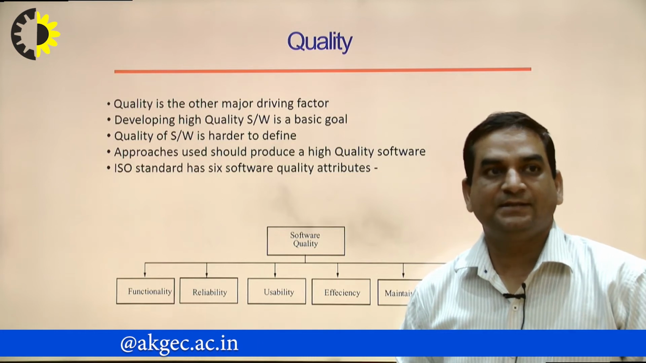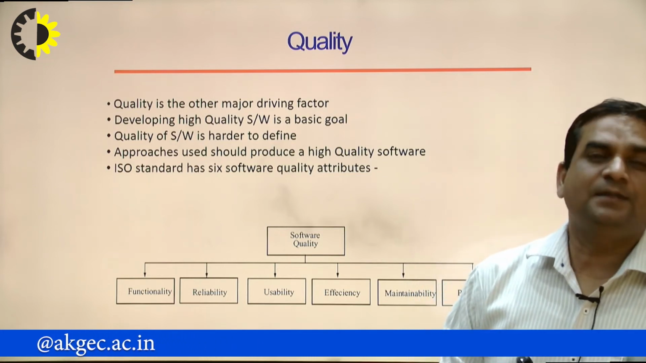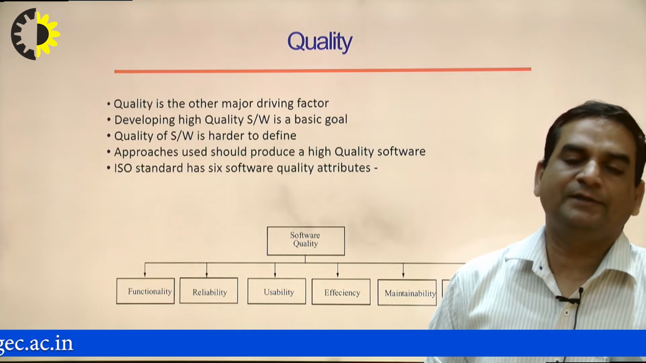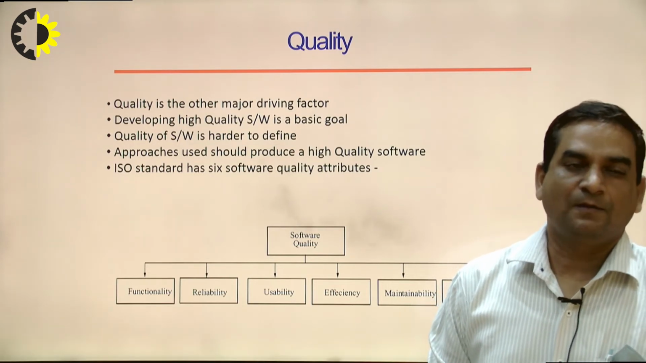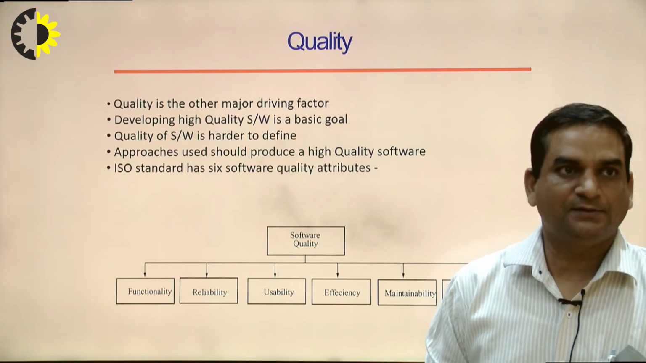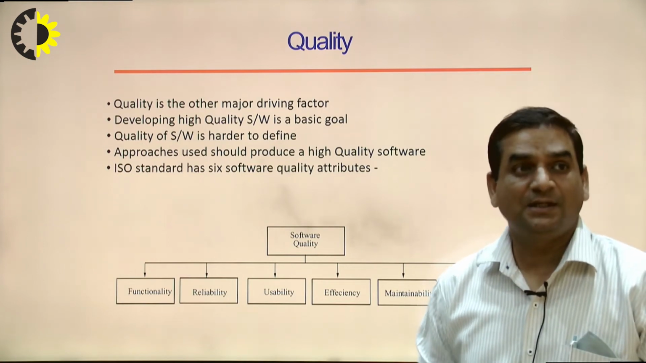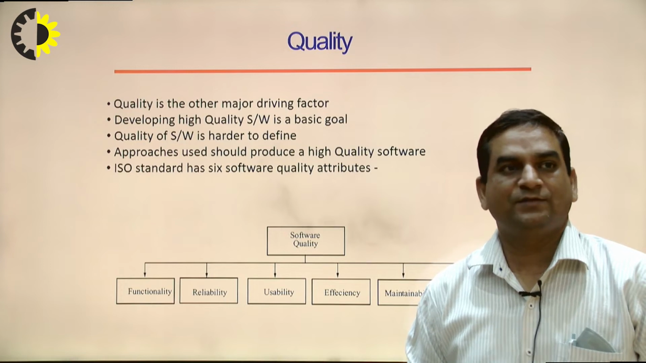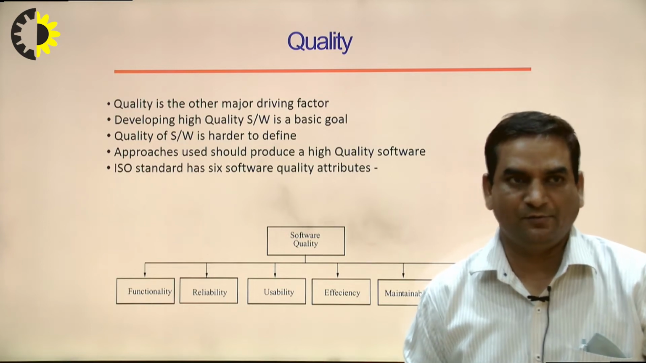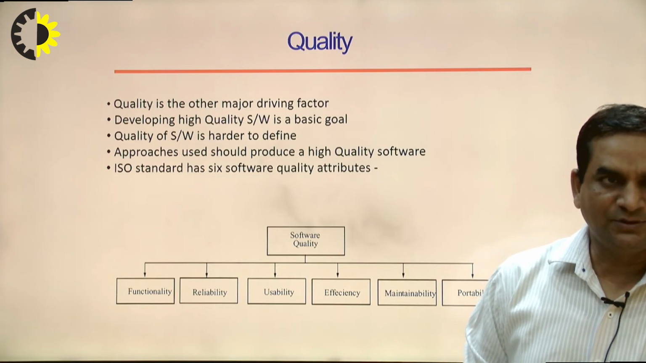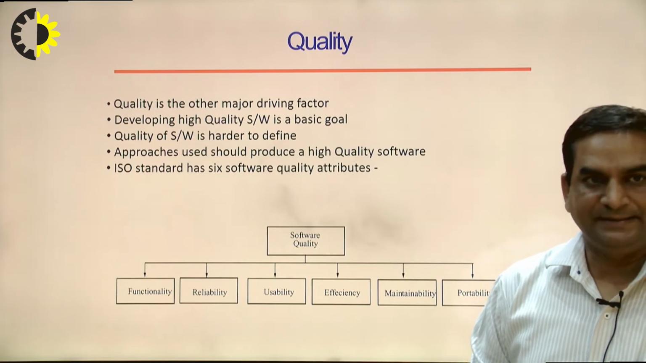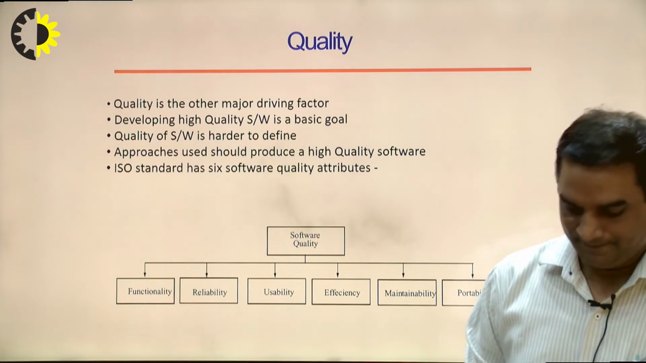There are some standards for the quality of software, to control the quality of the software. An example is the ISO standard. The ISO standard has six software quality attributes, and these are functionality, reliability, usability, efficiency, maintainability, and portability.